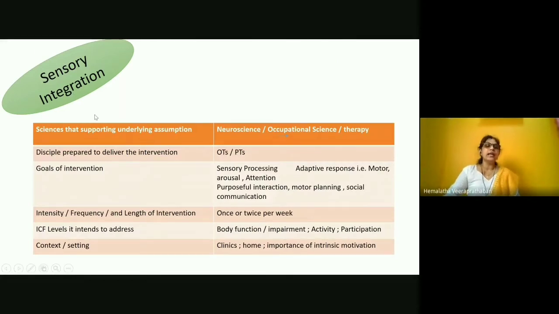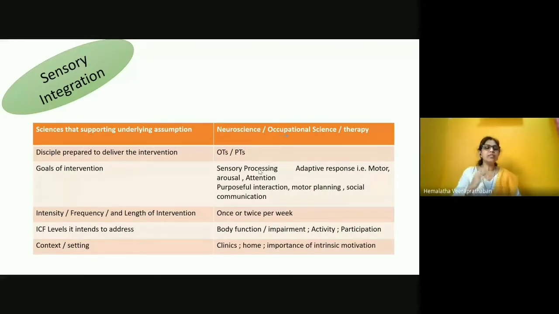So here is the model I have given for your clinical reasoning. If you ask about sensory integration, just as an example, what science supports the underlying assumptions? Neuroscience, occupational science and therapy underlie the sensory integration theory. And what disciplines can use it? OTs, PTs, even speech therapists have started using it. The goal of intervention is sensory processing, creating an adaptive response in multiple dimensions. I can say motor, arousal, attention, purposeful interactions, motor planning, social communication, etc.